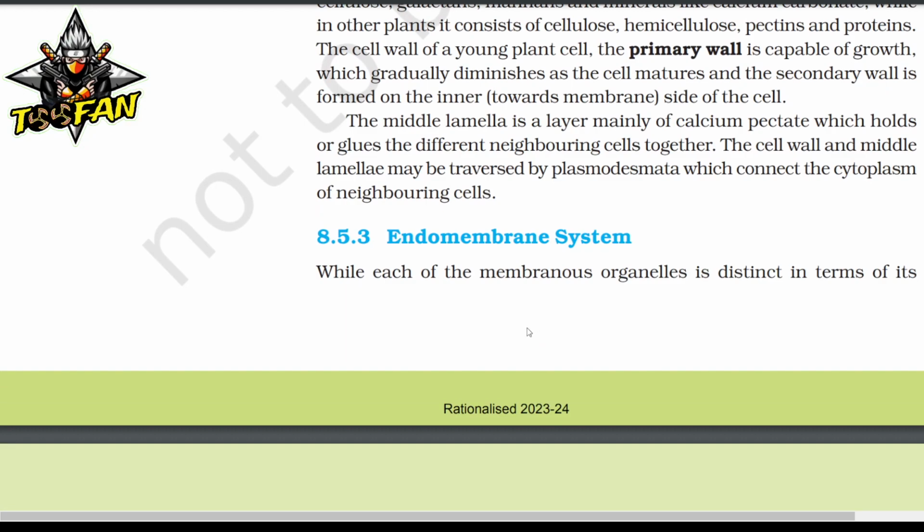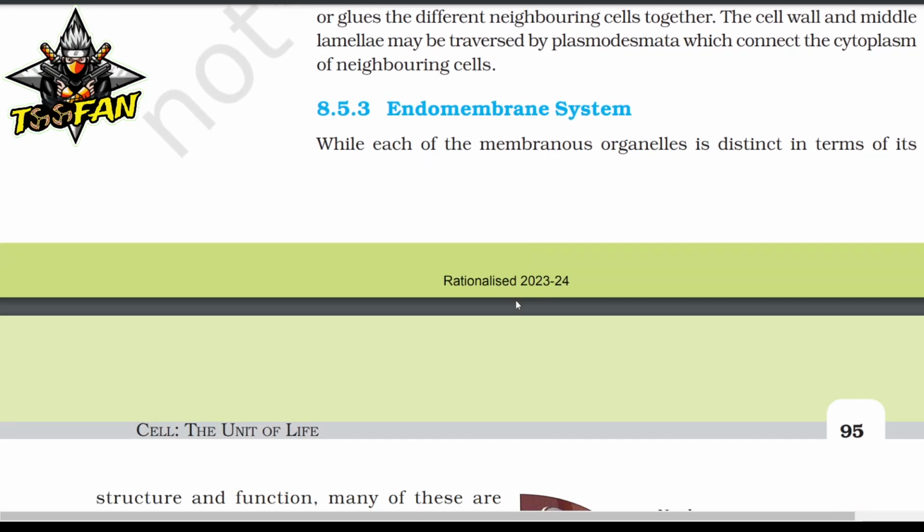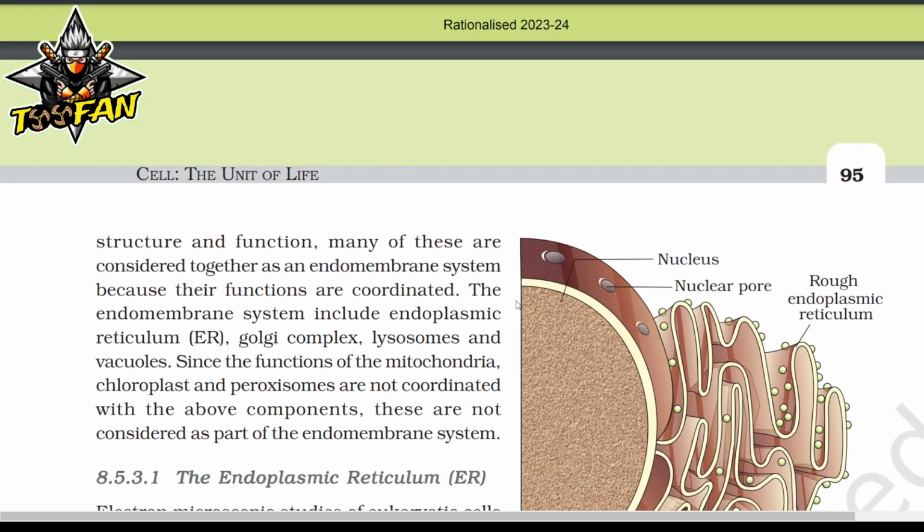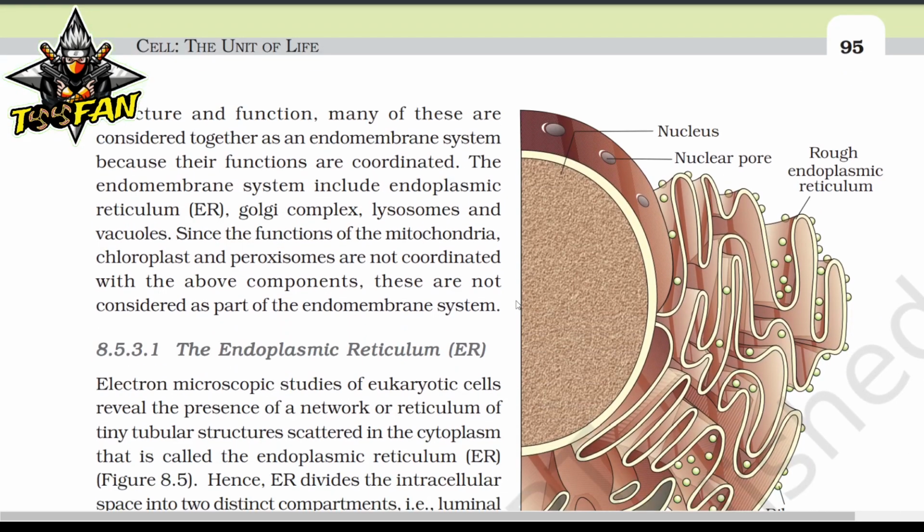Endomembrane system. While each of the membranous organelles is distinct in terms of its structure and function, many of these are considered together as the endomembrane system. Because their functions are coordinated, the endomembrane system includes the endoplasmic reticulum, Golgi complex, lysosomes, and vacuoles. Since the functions of the mitochondria, chloroplasts, and peroxisomes are not coordinated with the above components, they are not considered as part of the endomembrane system.